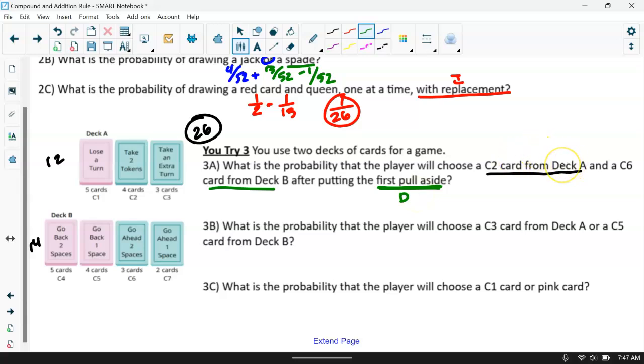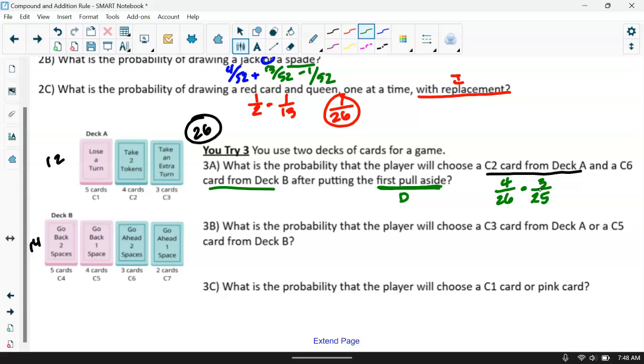So C2 card from deck A, so that is 4 out of 26. Now, I'm going to again not simplify this so that you can see and make sure you set this up correctly. So this is 4 out of 26 or 2 out of 13, but times the C6 card from deck B. So C6 from deck B, there are 3, but now out of 25. And that is what you need to set up and multiply to get your probability here.